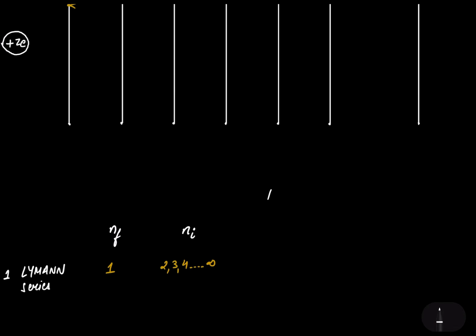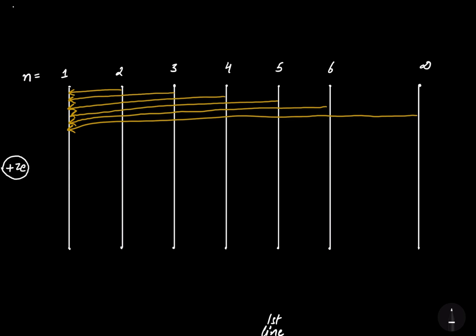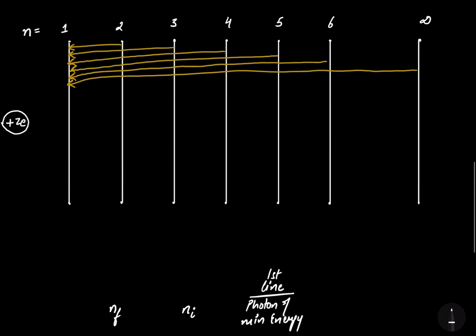Here I am writing: first line of transition, first line of any spectral series, or photon of minimum energy that has been emitted during that transition. The first line, you can see the diagram, the minimum energy gap in the transition to finally the first orbit will be of the transition of second orbit to the first orbit. Now you can see that 3 to 1 is having more energy gap, 4 to 1 is having more, 5 to 1 even more, 6 to 1 even more, infinity to 1 the maximum. So the minimum energy gap is from the transition of second orbit to the first orbit.